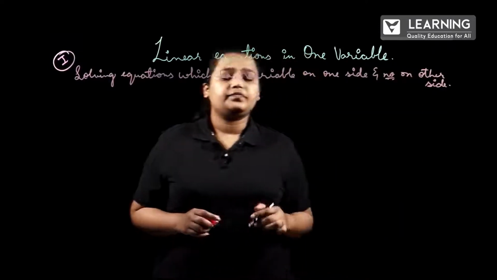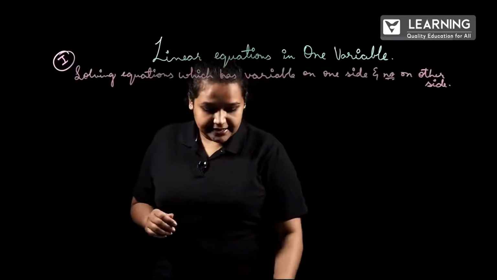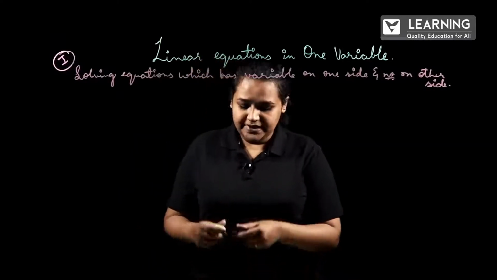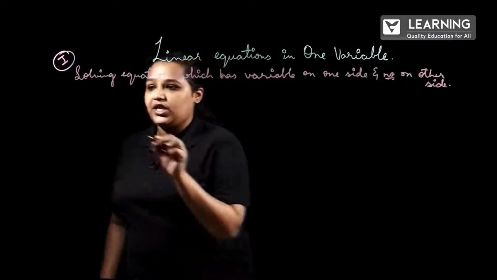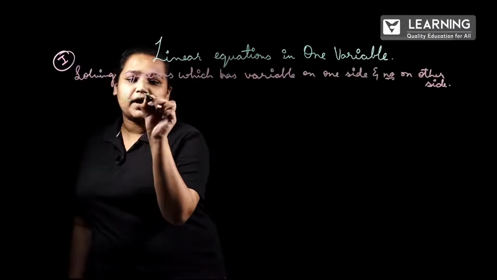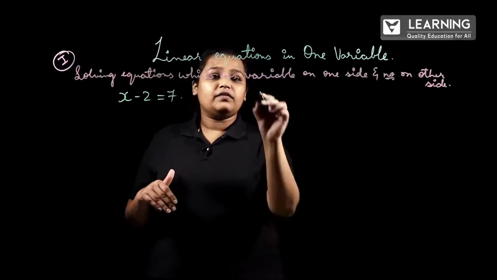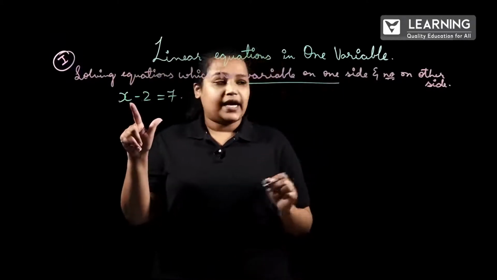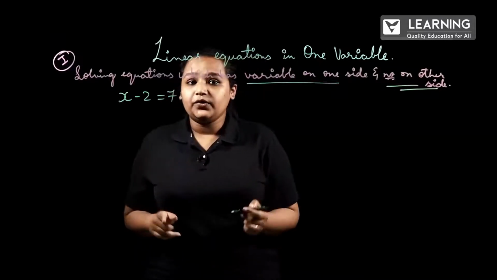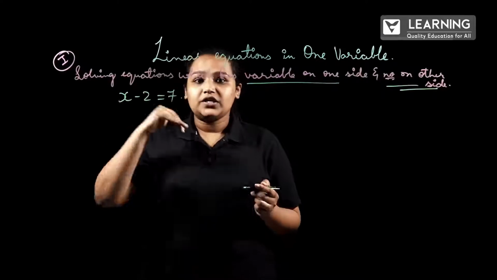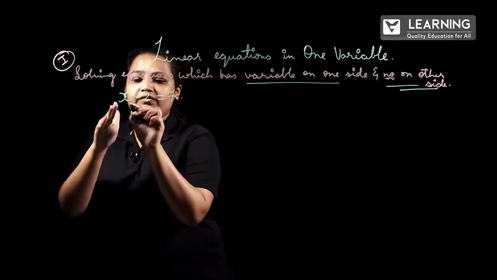So here, how to understand this? Let me take an example from exercise 1.1, the first question: x minus 2 equals 7. Here you can observe a variable on one side and a number on the other side. So what we have to do is start solving this. How to solve? First step, what do we have to do?